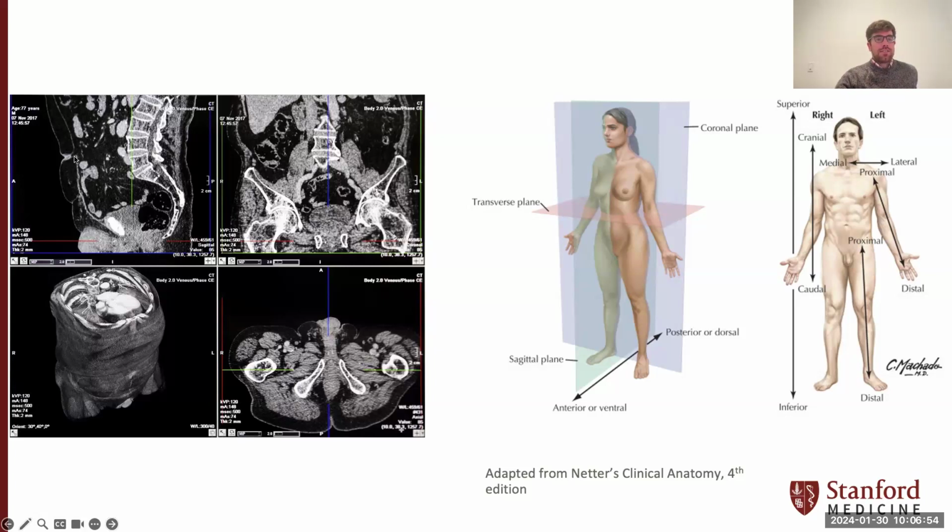Divides a person into anterior and posterior portions is the easiest way to say it. So this is a good example of a sagittal plane right here, where you can see the person's front and the person's back. You see the spine right here, so this is the person's back. So this is a good example of what a sagittal plane looks like, as if you're cutting from the front to the back.